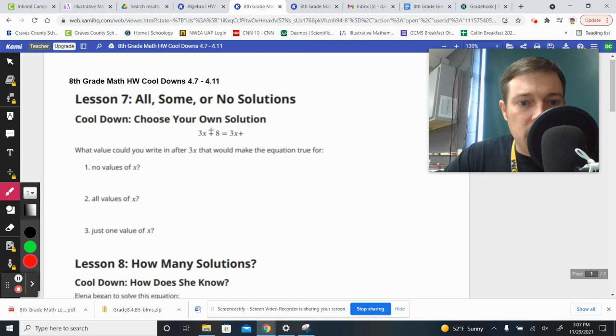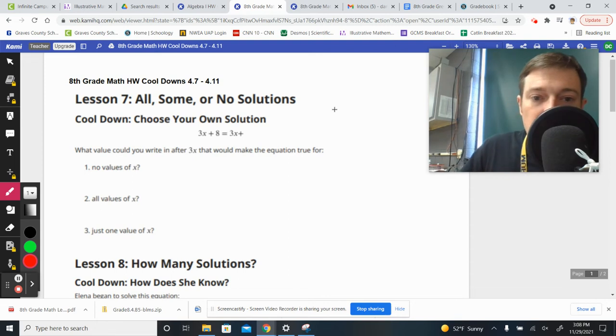But if the constants differ, like this is 3x plus 8, but if we put something in here other than plus 8, there's nothing that we could add to 3x to make it the same. So what value could we write in after 3x that would make the equation true for no values of x? We're looking for something that we could add to 3x and it will never have a solution that will make both sides equal. As long as we pick a number that's not 8, we're in good shape. So pick anything other than the number 8.